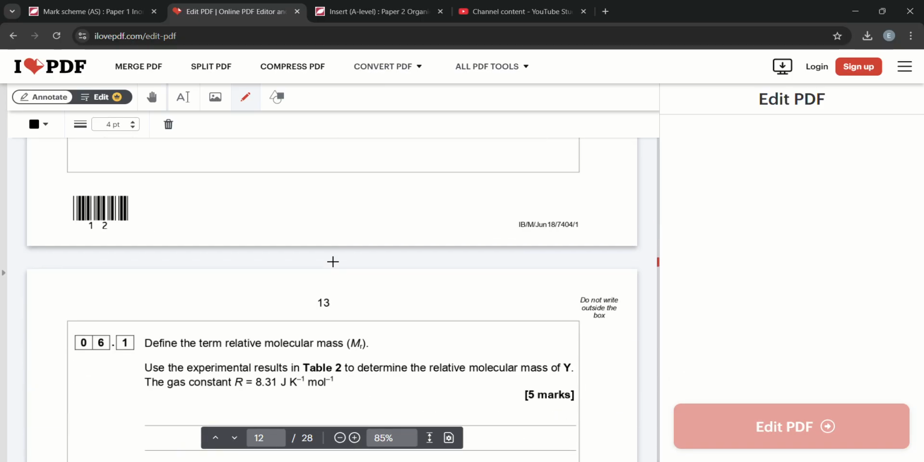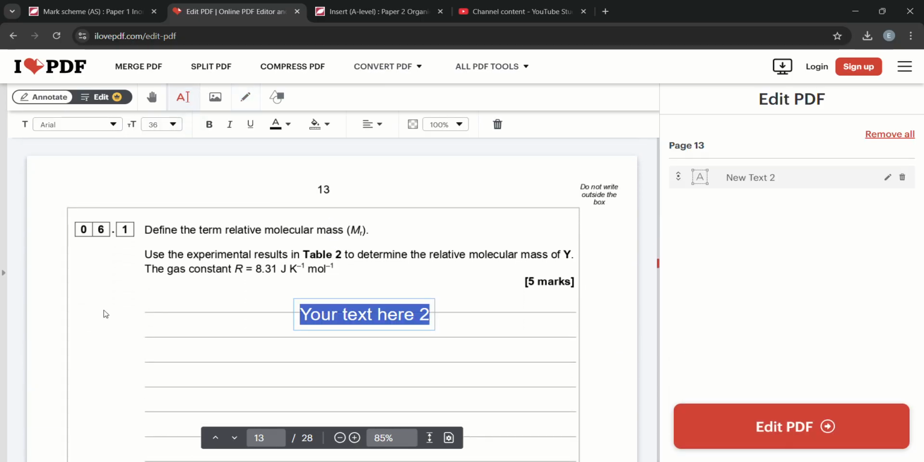There's table 2. Just find the term relative molecular mass. And then there's another part. But the first part, relative molecular mass.